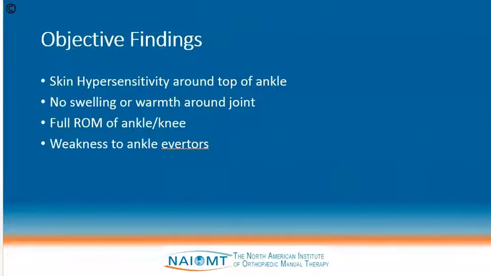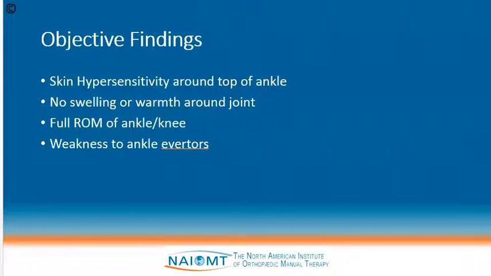In this particular case study, here are our objective findings. They have skin hypersensitivity around the top of the ankle. There's no swelling or warmth around the ankle that would suggest an effusion or a joint-related problem. He has full range of motion of the ankle as well as his knee, and he has weakness of the ankle everters, which is interesting because weakness represents a neurological issue at times.